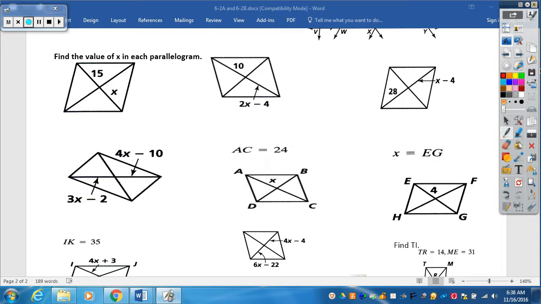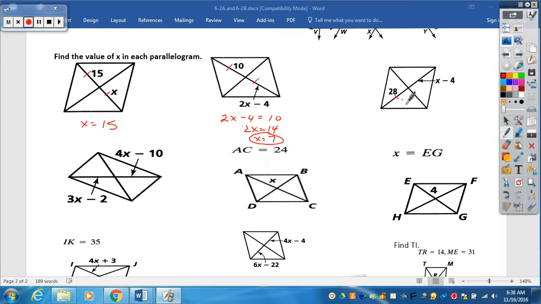All right, looking at this first problem here, diagonals bisect each other, right? Well, that's easy. X is 15. Okay. In the second problem, diagonals bisect each other. So I know the equation. And now I just have to go ahead and solve for x. Okay. So if I add 4, divide by 2, I get x equal to 7. Okay.